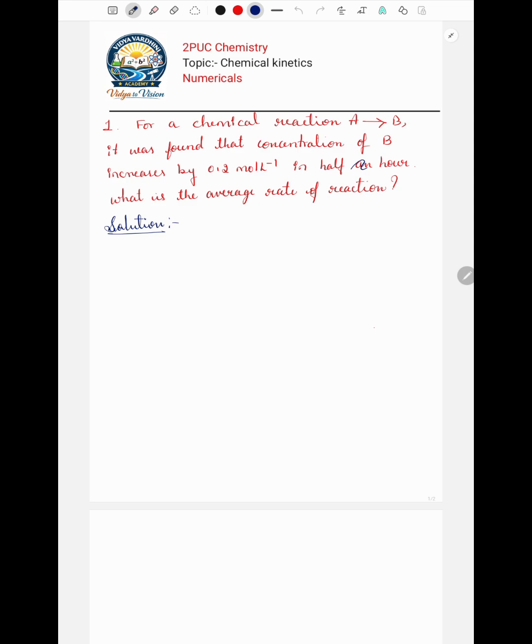Within half an hour, the concentration is increased by 0.2 mole per liter. As B is the concentration of product, it should always increase, right? Half an hour refers to 30 minutes. Now first let us understand what is given. Given is the concentration of B, 0.2 mole per liter. And time is given, that is within the time duration, delta T equals 30 minutes.